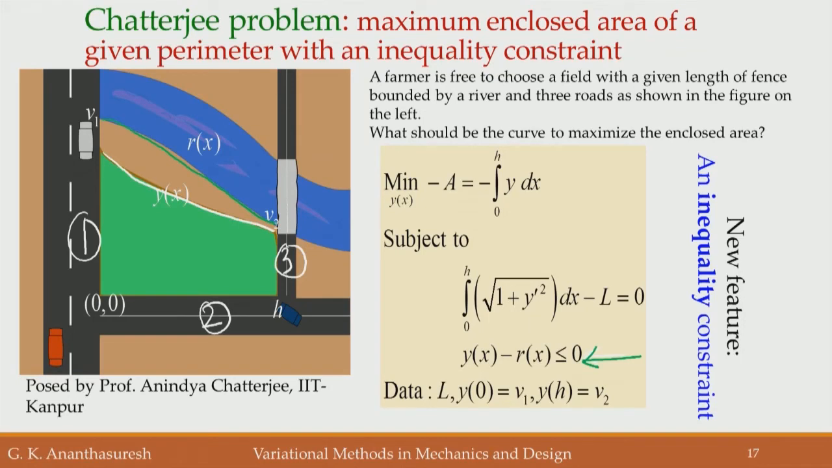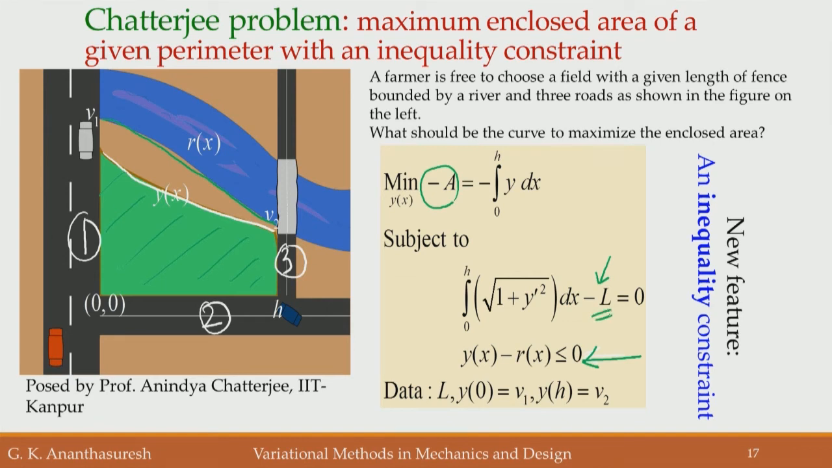And what does the farmer want to do? He wants to maximize the area enclosed, that is what is seen here. Our convention is to write all problems as minimization problems, so when you want to maximize, we say minimize minus of that area with respect to y of x. That is what he has to choose to put a fence there, and he wants to enclose the maximum area, and the length of the fence, because of budget constraints, the farmer fixes to be L.